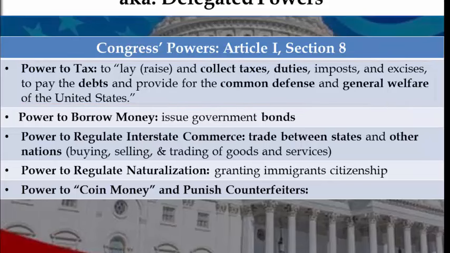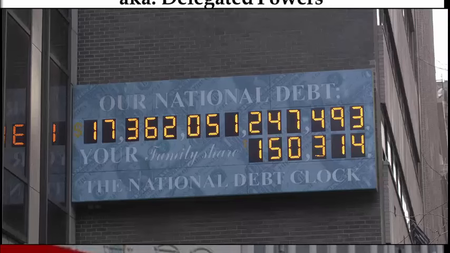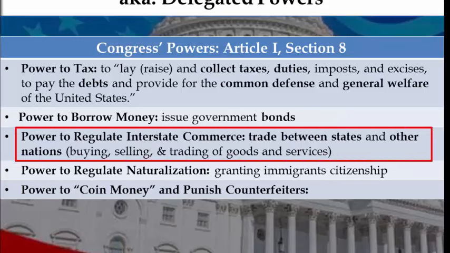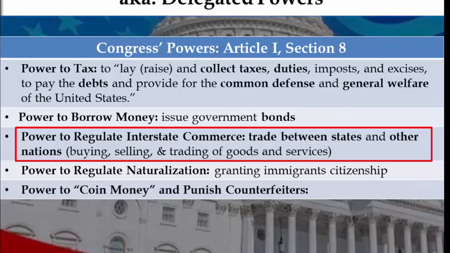The next power is to borrow money, something that is a very big issue today as our national debt is up over $18 trillion. Yes, that's trillion with a T. The next power enumerated in the Constitution is the power to regulate interstate commerce, another problem under the Articles of Confederation. States were taxing each other's imports, and remember, commerce means buying and selling and trading of goods and services, another word you should know. And states under the Articles were also willing to make their own deals with other countries, so this put an end to that issue. Only the federal government can do that.